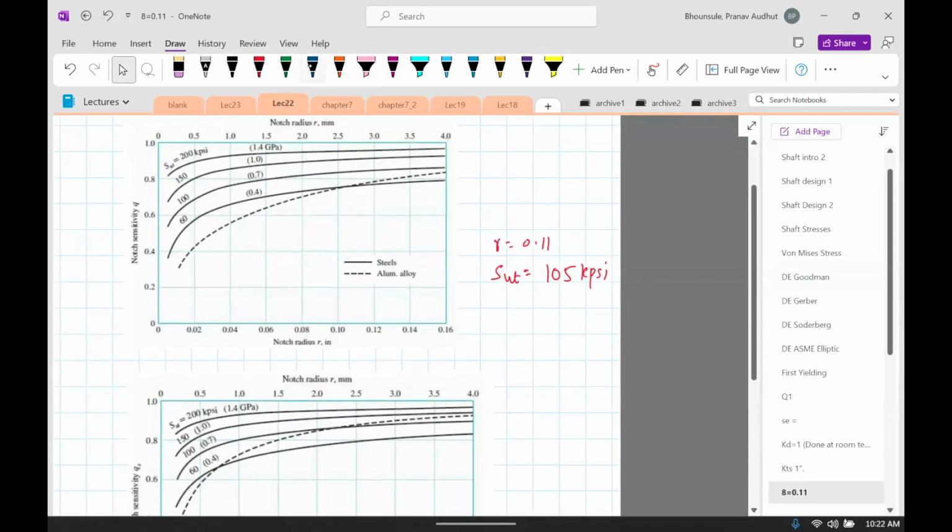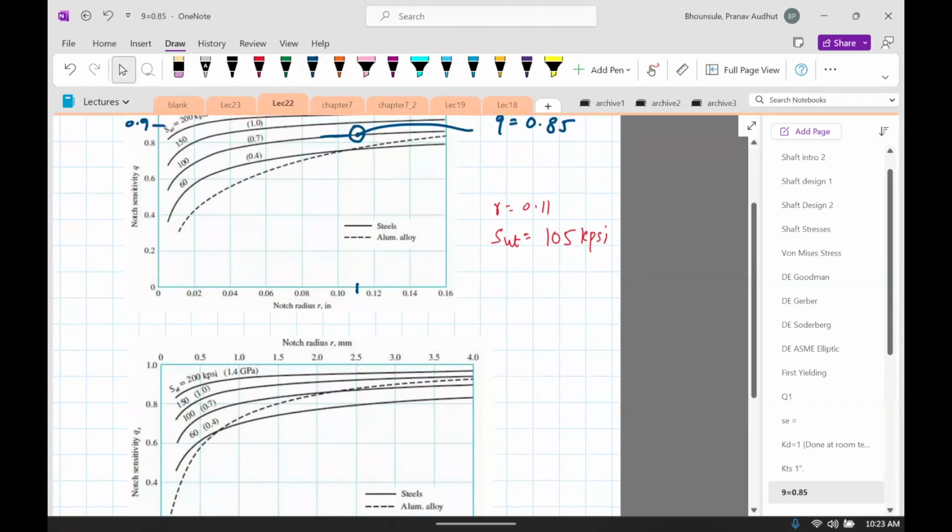For this problem, SUT is given as 105 kpsi. Okay, so we need to probably eyeball this also. So R is 0.11, so here. And then we go all the way up to SUT of 105. If we've given 100, this is 100, this is 0.1, so we're looking at this point approximately. That looks like it's above 0.8, less than 1. It looks like it's somewhere between 0.8 and 0.9. We just assume it to be midway between those. So 0.85, this is the value of Q.